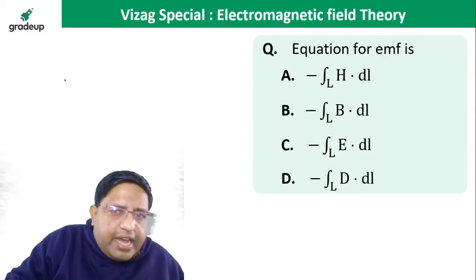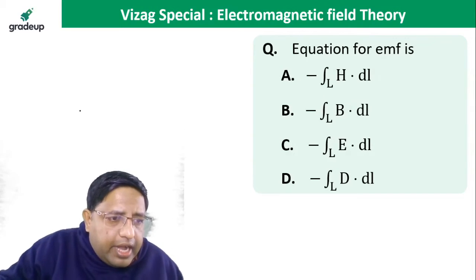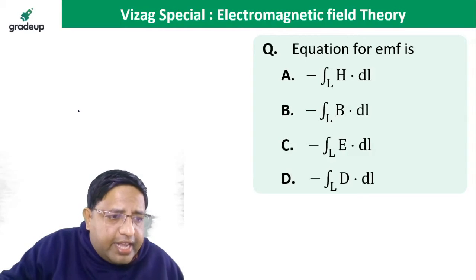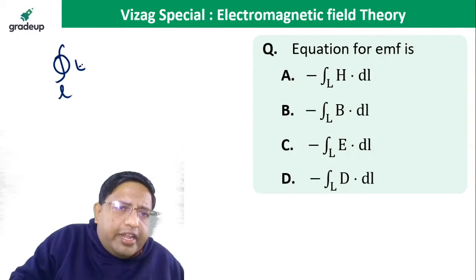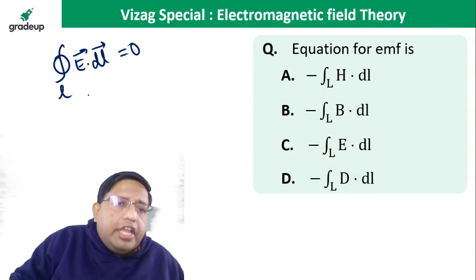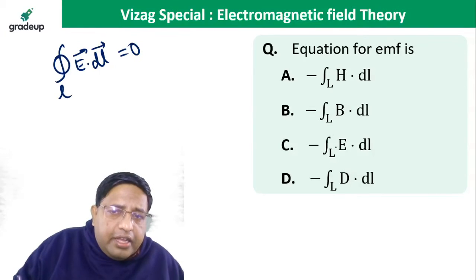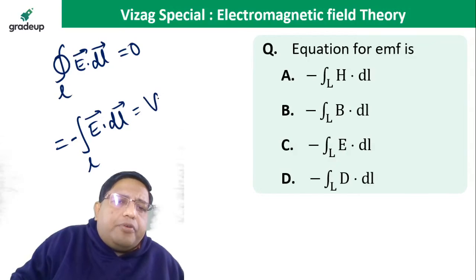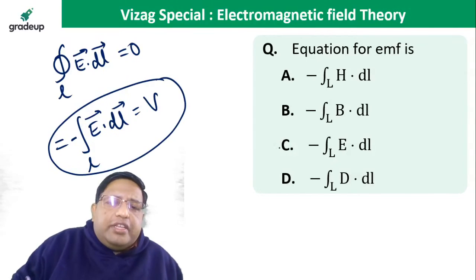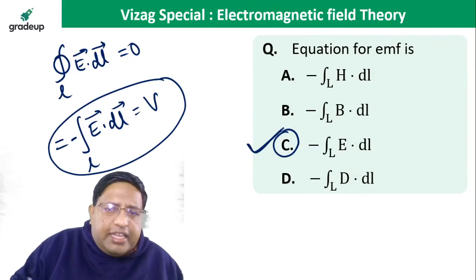Yes, very good, very good. Avijit Namo, you have given the correct answer. If you have the closed line integral of E dot dl, the closed line integral of E dot dl is 0. But if it is not the closed line integral, then minus of E dot dl is the EMF or potential. That is the equation C. C is the correct answer, EMF.